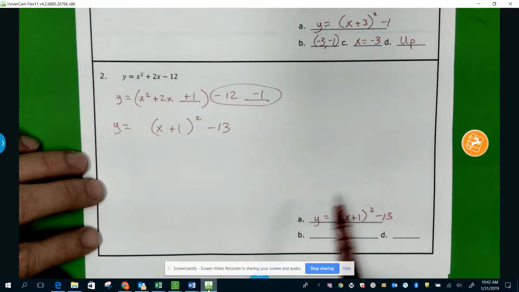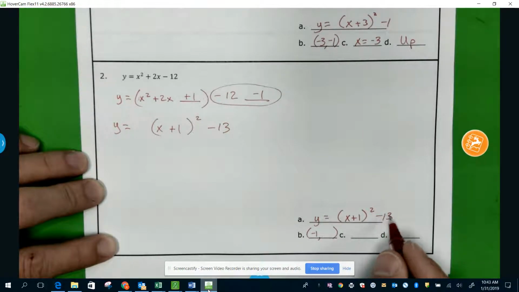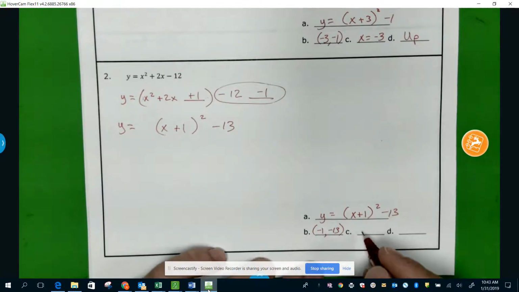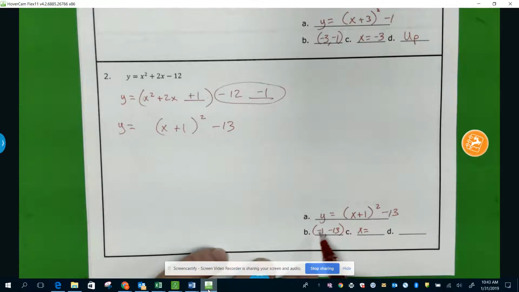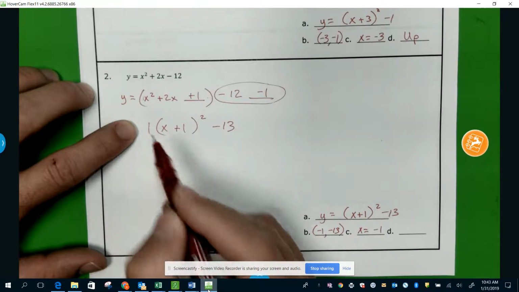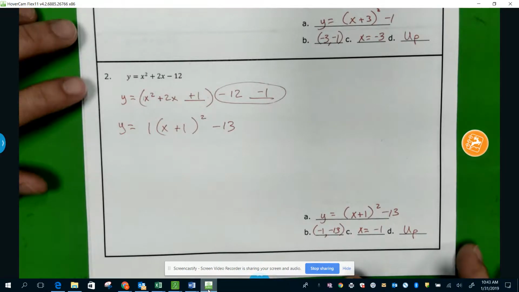So my vertex, remember I need an x and a y value. The x is always opposite. You're always opposite of what your x says. So we're negative 1 for our x value and negative 13 for our y value. The axis of symmetry is always going to be x equals. What number do we need there? It's always the x value of the vertex. So here it's x equals negative 1 because that's the x value of my vertex. And if you look at the a value, whatever number is out in front of the parenthesis, again, there's no number, so it's an invisible positive 1. Since it's a positive number, that tells us that we open up.